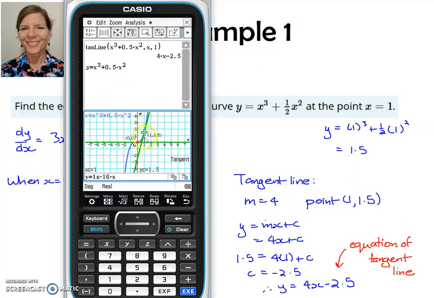So that's the tangent at that point, and then if you tap execute, now it will give you down here the equation of that line. Okay, so 4x minus 2.5. So I might just clear that and do that again because that was a little bit murky.